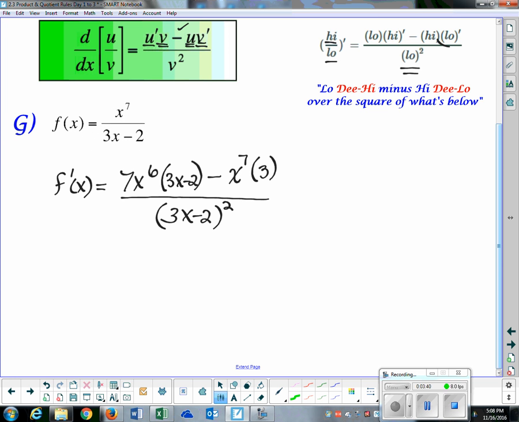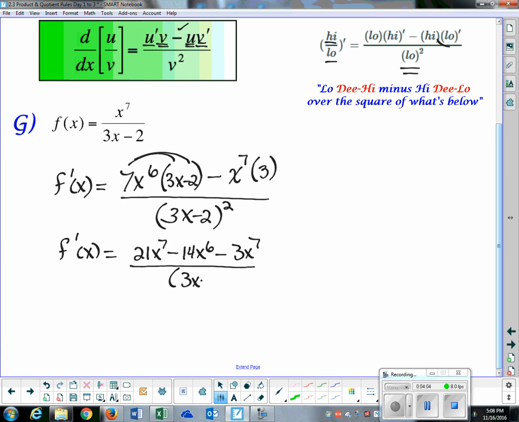And that's what we're left with. The next step, we basically are done. Let's just clean up our work. So I am going to distribute the 7x to the 6th through the parenthesis and get 21x to the 7th minus 14x to the 6th minus 3x to the 7th divided by, I'm not going to expand this out. It would not really be very helpful, so I'll just leave it as 3x minus 2, quantity squared, and you may do the same. Simplifying on top, we can put our x to the 7th terms together, so 21 minus 3 would give me 18x to the 7th minus 14x to the 6th divided by 3x minus 2 quantity squared.